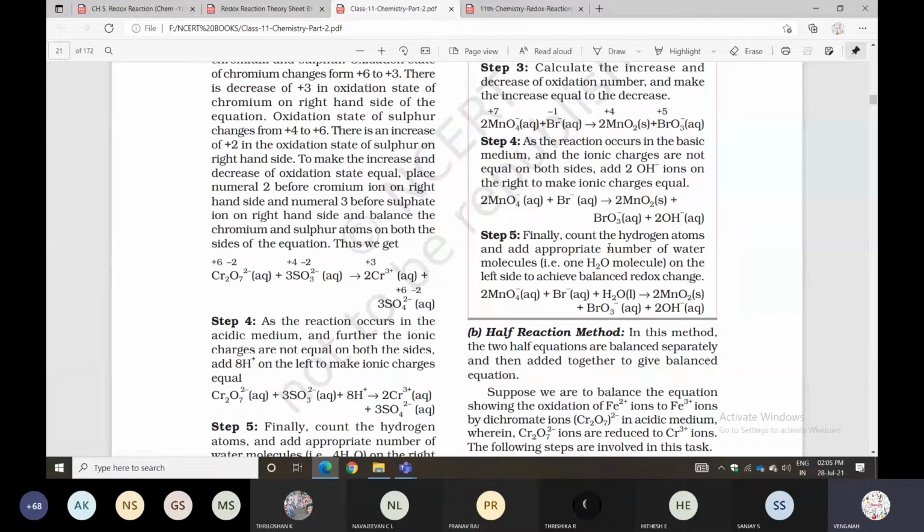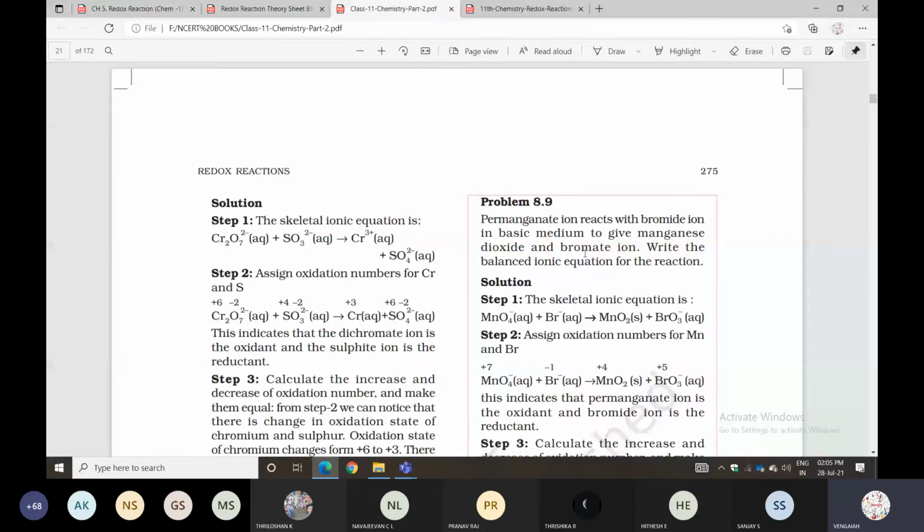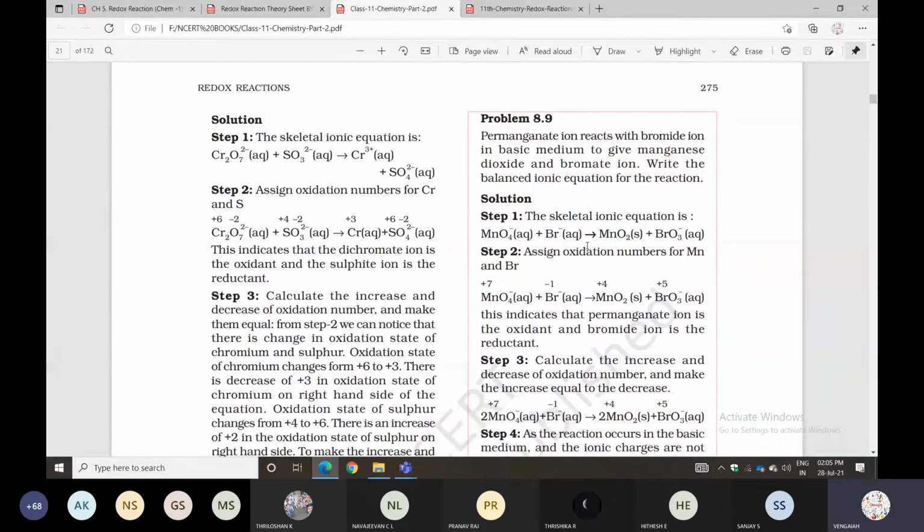Okay? Yes. Once again, I will repeat this question. This is question number 8.9. So oxidation number method. Permanganate ion is MnO4 minus plus bromide ion is Br minus. In basic medium, you can get manganese dioxide and bromate ion.